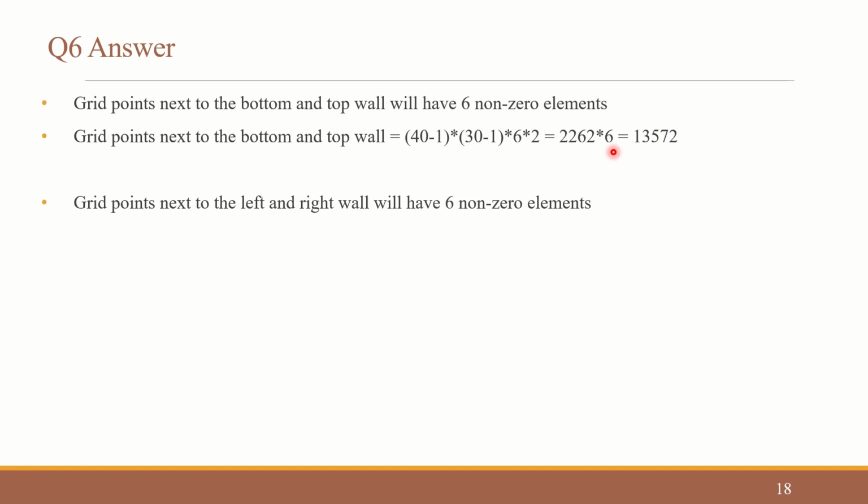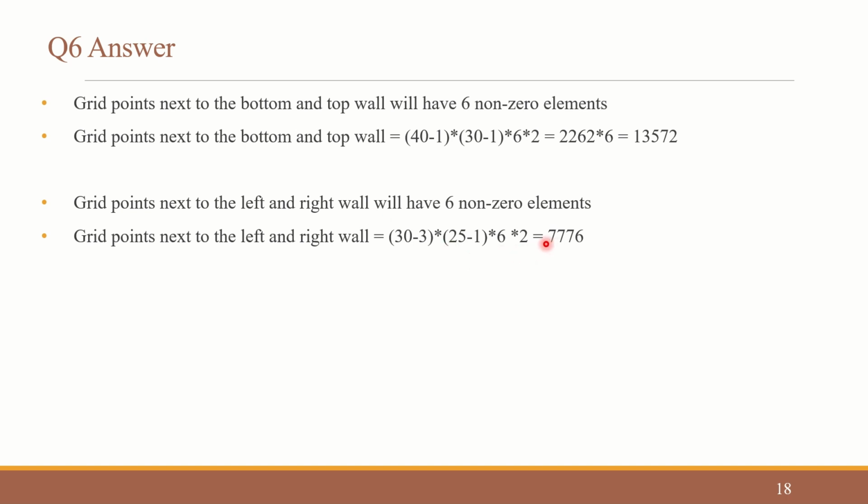Again we will have, for the left and right wall, 6 non-zero elements. So it is 30 minus 3 into 25 minus 1 into 6 into 2. We are subtracting 2 because some layers will have common points, right? So we are subtracting 2 in this equation alone. So it is 30 minus 3 into 25 minus 1 into 6 into 2.